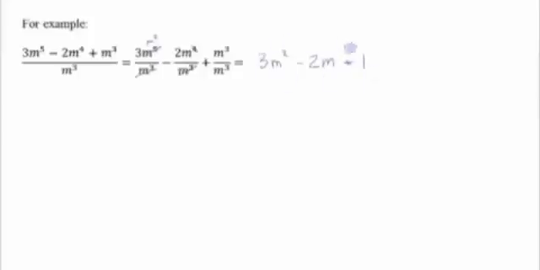Remember that we want this times this to equal our original numerator. So 3m squared times m cubed is 3m to the fifth, minus 2m times m cubed is negative 2m to the fourth, and 1 times m cubed is m cubed.